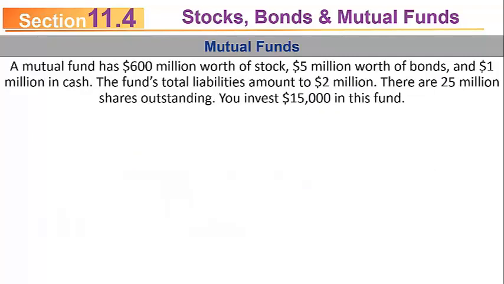So, for example, if I have a mutual fund that has $600 million worth of stock, $5 million worth of bonds, and $1 million in cash, and the fund's total liabilities are $2 million, and there are 25 million shares outstanding, and you invest $15,000 in this fund, I want you to calculate the NAV.